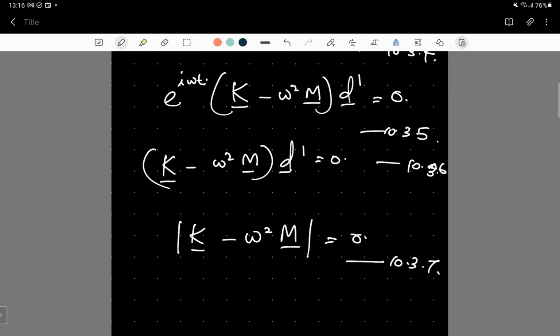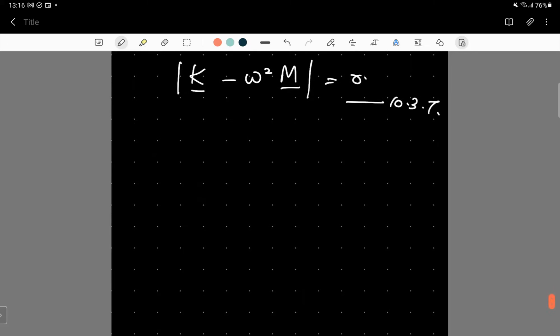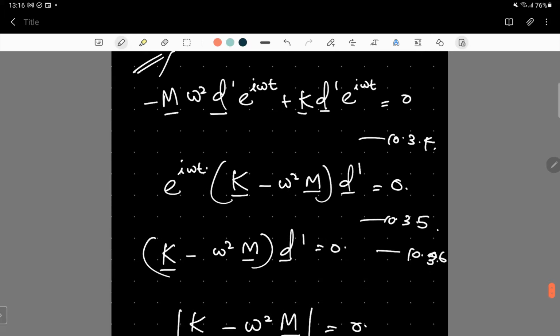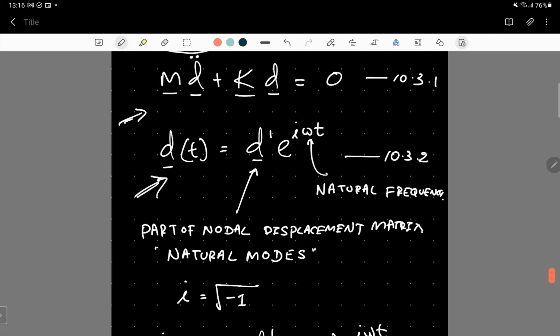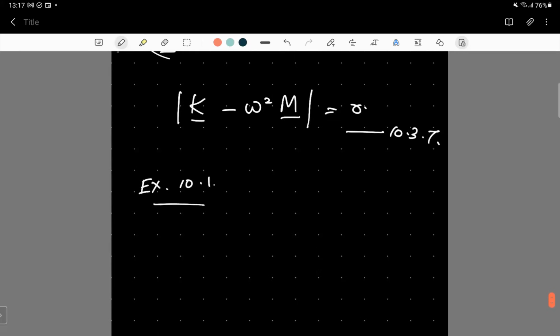So in order to illustrate this procedure and to get familiarized with the natural frequencies, let's try to solve a simple problem. Let's try to tackle the following example. Let's call it example 10.1. Or let's call it, to be specific, 10.3.